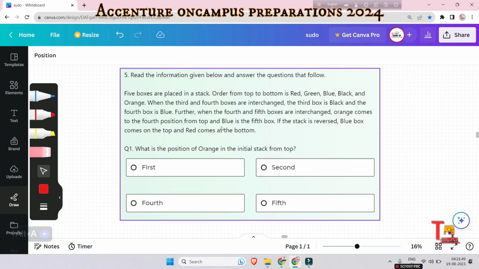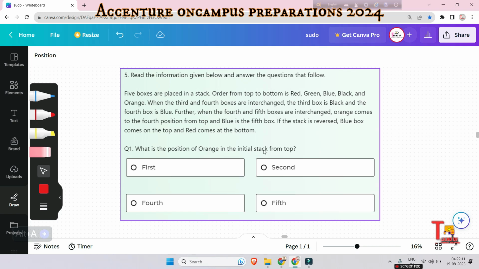If the stack is reversed, the blue box comes on the top and the red box comes to the bottom. Question: at first, read the question. What is the question? What is the position of orange in the initial stack from the top? That means we don't have to do these functions.